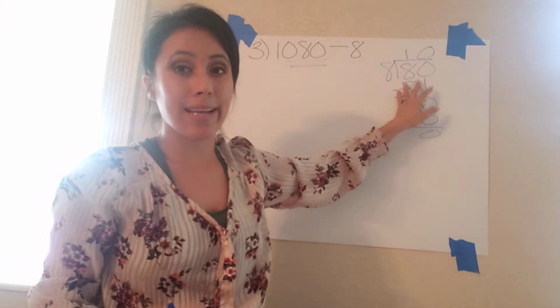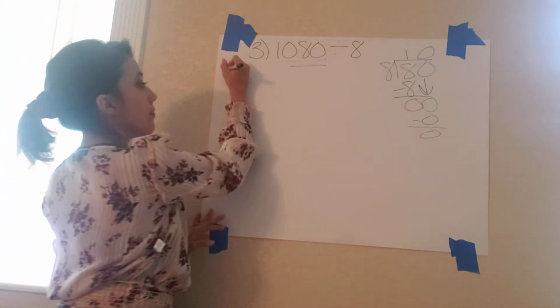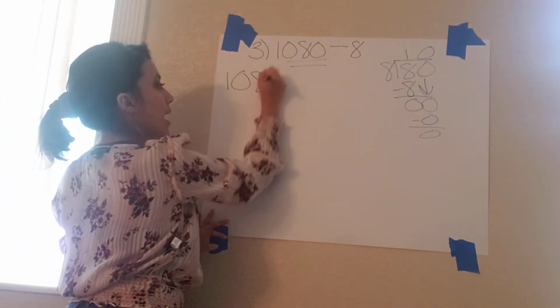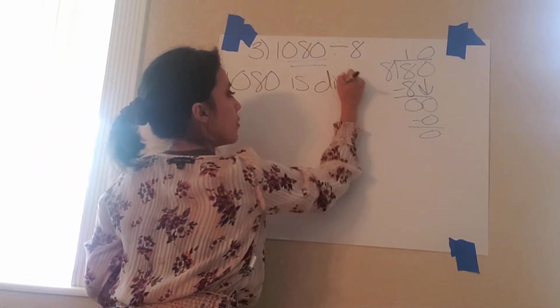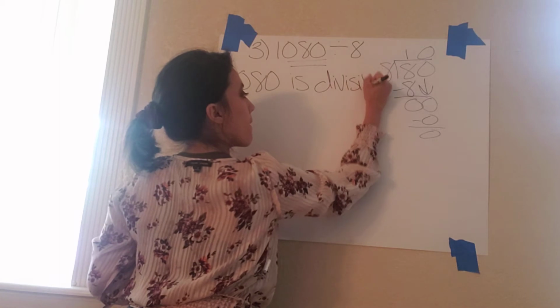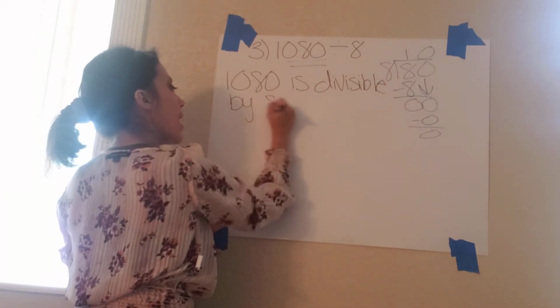And since 80 is divisible by 8, 1,080 is divisible by 8.